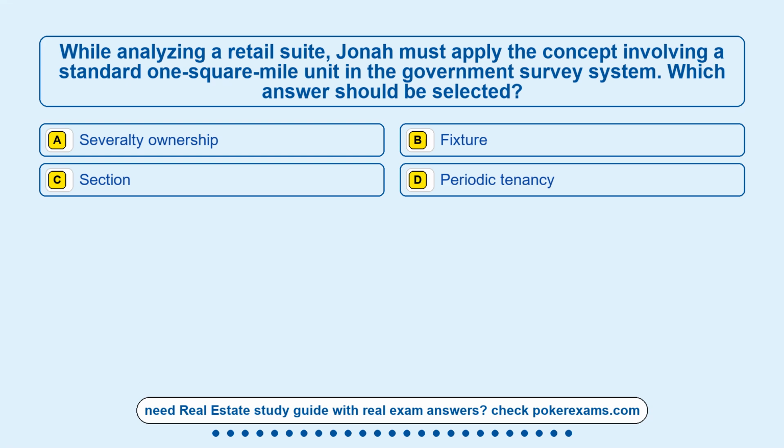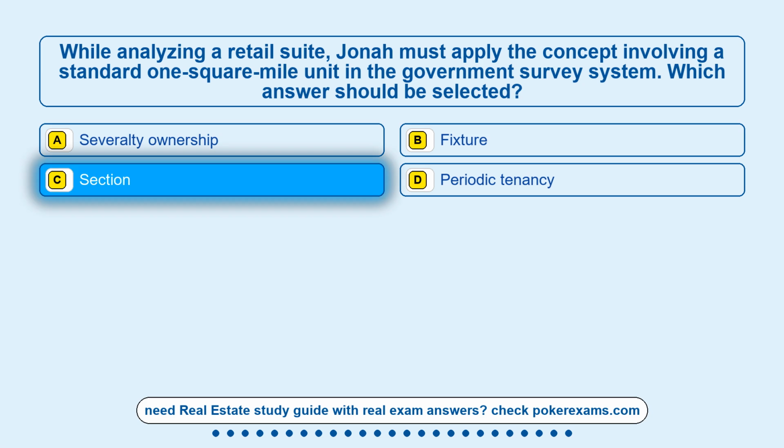Question 4. While analyzing a retail suite, Jonah must apply the concept involving a standard 1-square-mile unit in the government survey system. Which answer should be selected? Option A, severalty ownership. Option B, fixture. Option C, section. Option D, periodic tenancy.